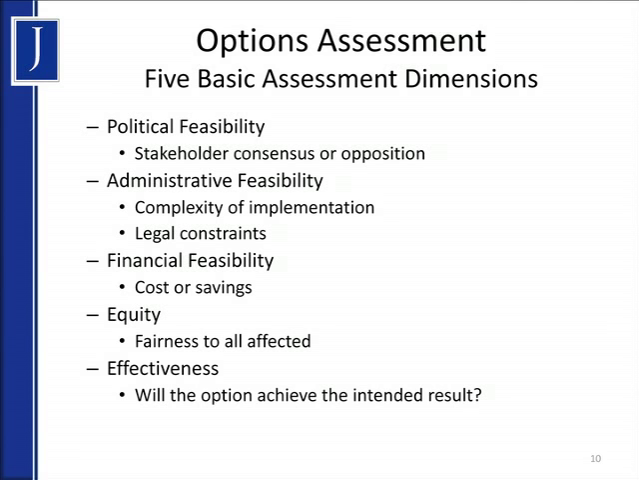Central to the political feasibility assessment is the stakeholder analysis. Are there options which receive consensus support by most of the stakeholders? Are there options which are completely unacceptable to certain important stakeholders? A second dimension is administrative feasibility. Is implementation of a particular option very, very complex compared to another which is very simple? Also, are there legal constraints that would require a lot of additional administrative work in order to implement a particular policy?